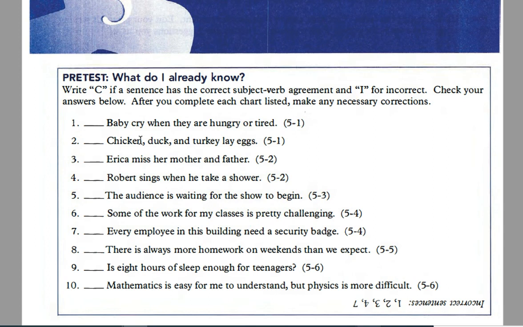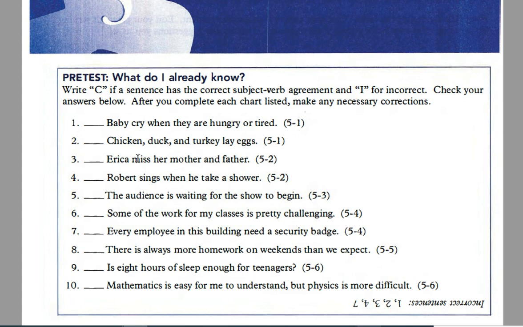This is number 1. We have number 2, "Chicken, duck, and turkey lay eggs." The structure here, you have to understand that we have 3 subjects, and there is a problem in the verb here. So chicken, ducks, turkey. Here we have to make it plural.